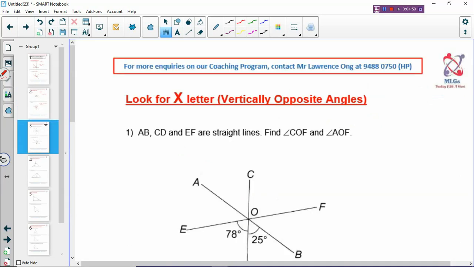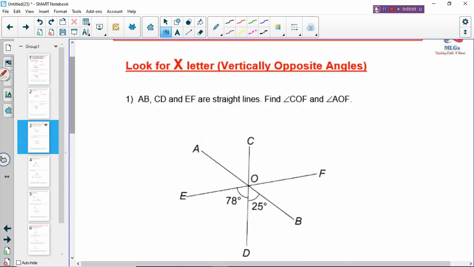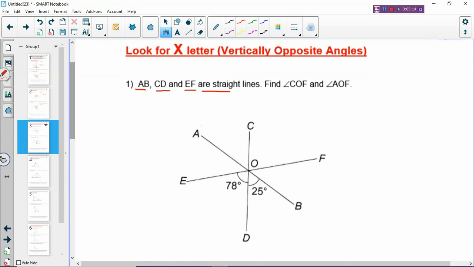Alright, next one, you have another property. So this time you look for special letters, right? X. So when you see two lines that form an X, then you have vertically opposite angles which are equal. Like for example, you have three straight lines. Okay, so before we look at this problem, let's look at what do you mean by X.